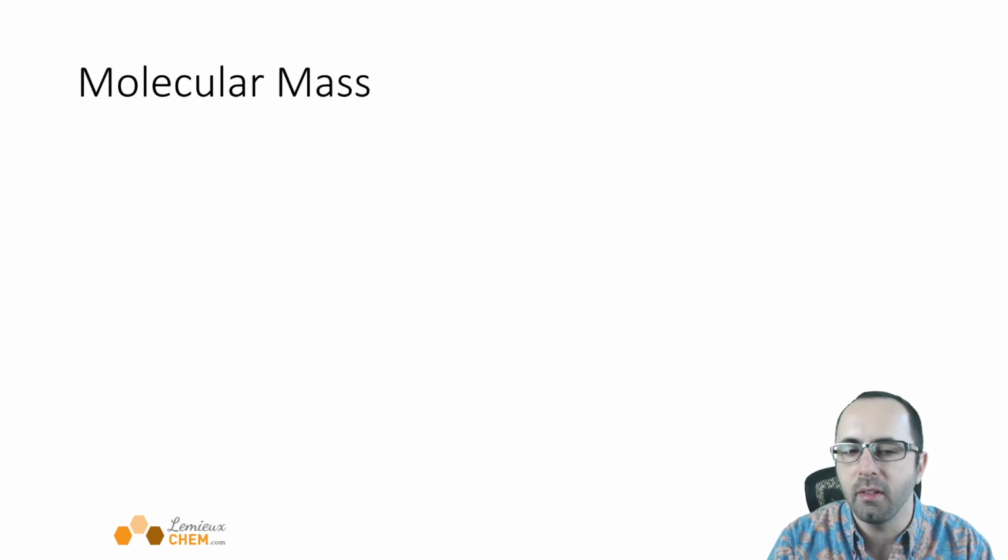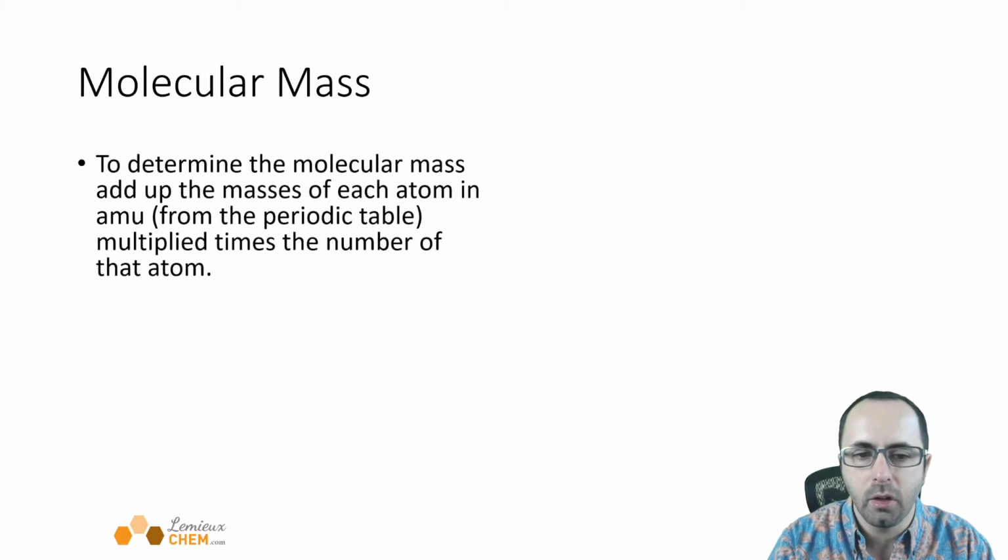We're going to call this the molecular mass. So that's what's going to be the name of that. To determine the molecular mass, you'll add up the masses from each atom in AMU, from the periodic table, and multiply that by the number of that atom.